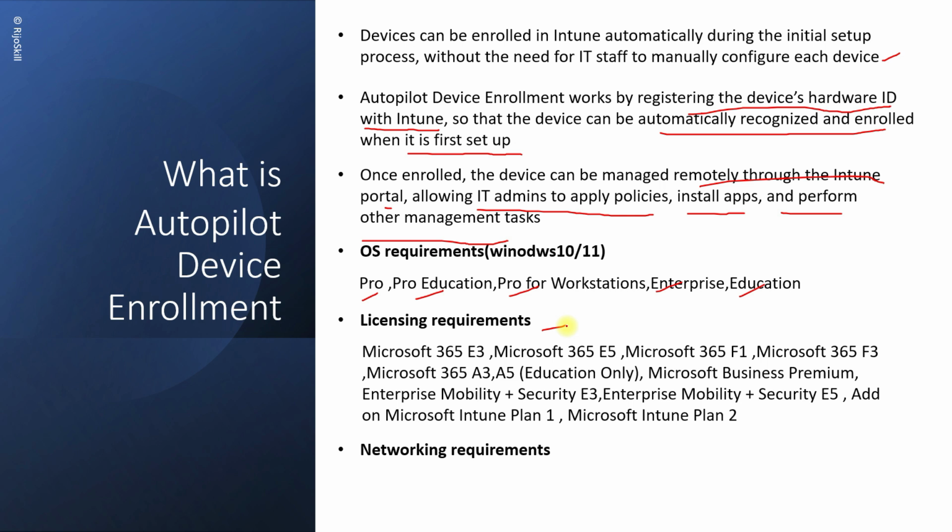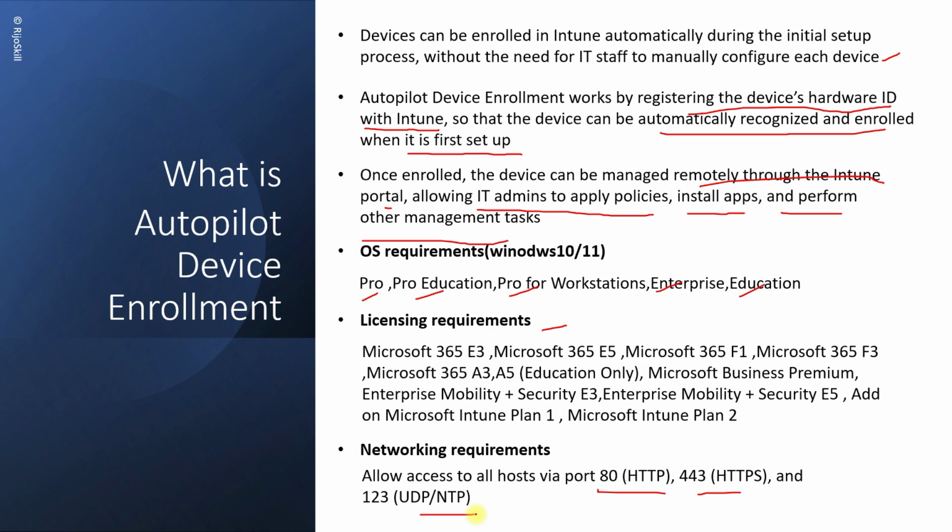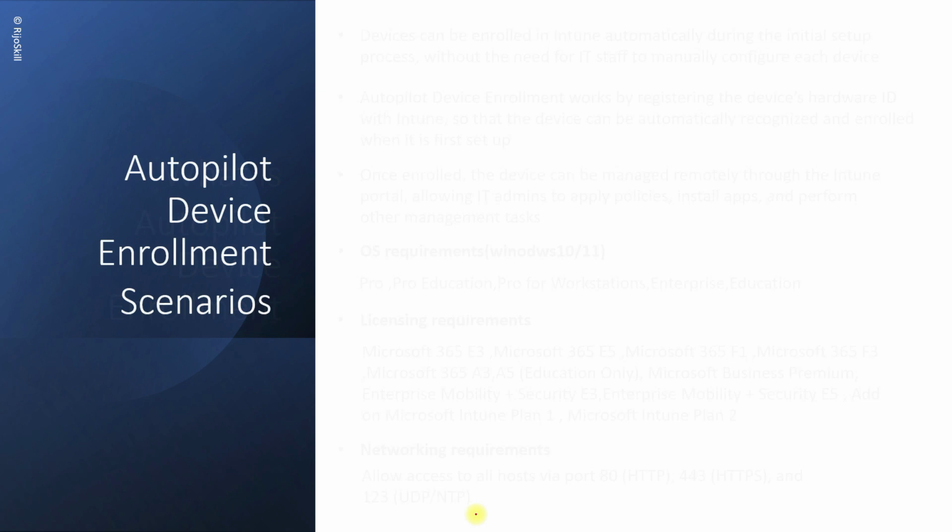And what are the network requirements we need? Allow access to all hosts, like ports 80 and 443, and UDP 123 for NTP. So now you understand what Autopilot device enrollment is. Next we will discuss the Autopilot device enrollment scenarios.